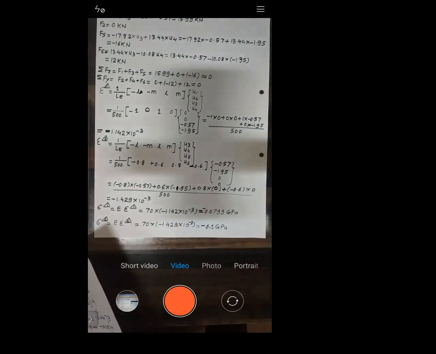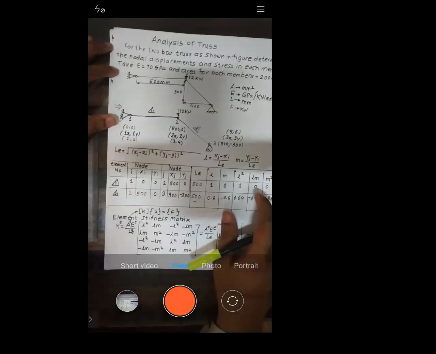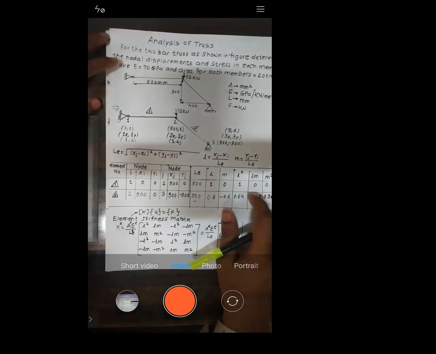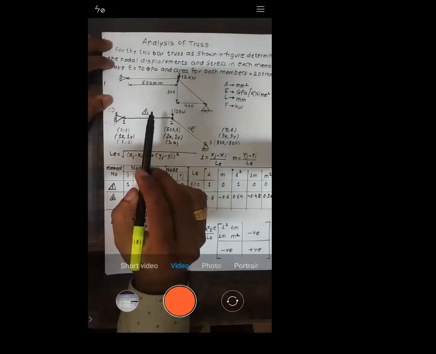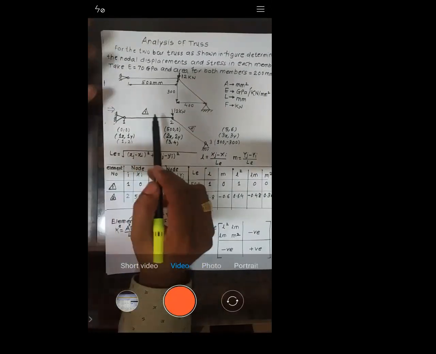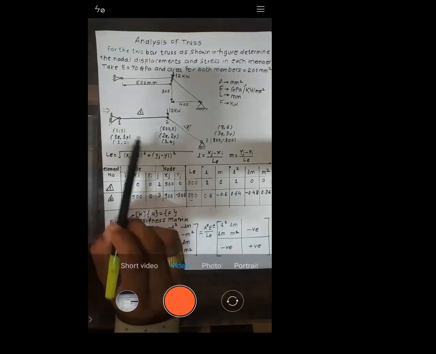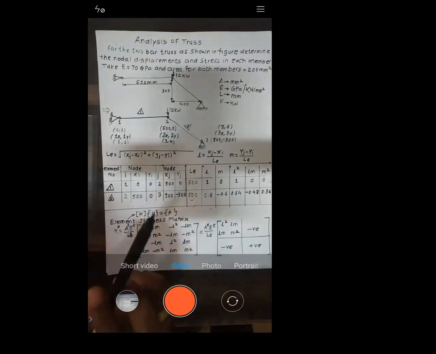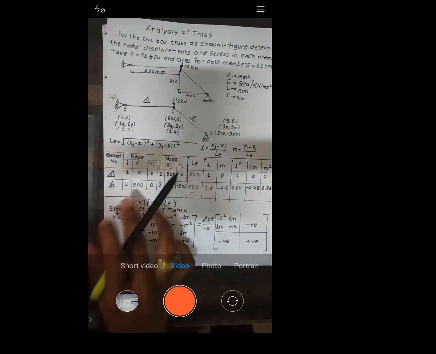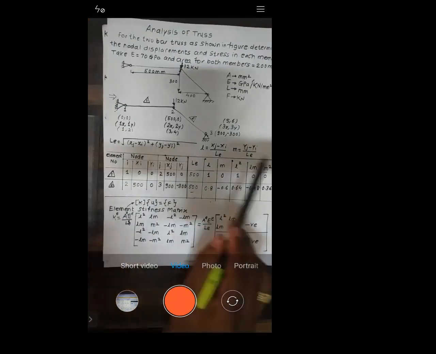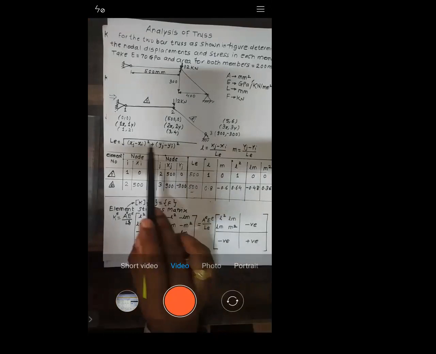Yes, sir. So basically what we have done here is, they have given the problem and asked us to analyze it. Initially we formed the elements, numbered the nodes, then assigned the coordinates to every node. Then we filled this table, where we need to use these formulas, the Pythagoras theorem and these terms.